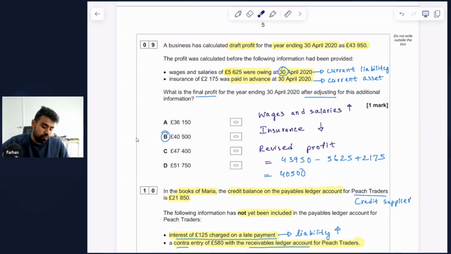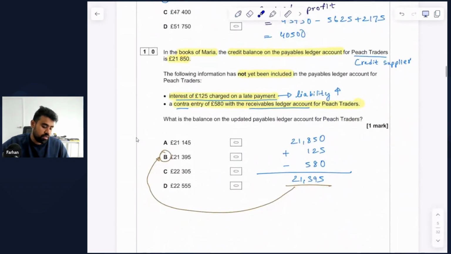So now we're going to move to the last one for this video. That's question number 10. In the books of Maria, the credit balance on the payables ledger account for Peach Traders is 21,850. What we understand is that the main business person in the scenario is Maria, and Peach Traders is a credit supplier for the business. And Maria currently owes Peach Traders 21,850.